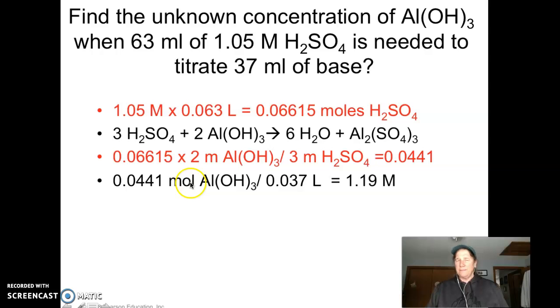So I put that on the bottom. I start with that, sorry. And then I want to find unknown concentration. So concentration is moles over liters. That's molarity. That's what they're talking about when they're talking about concentration, it's molarity. So I take the moles I just found and I divide by the volume. It says 37 milliliters or 0.037 liters. There's my molarity of my aluminum hydroxide. Okay. And again, I did that one before, but I missed some steps, so I threw them back in there.